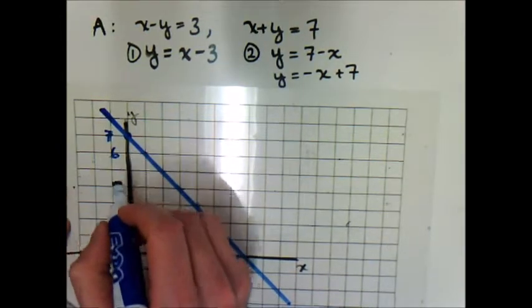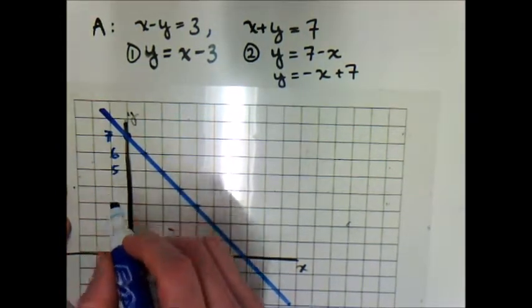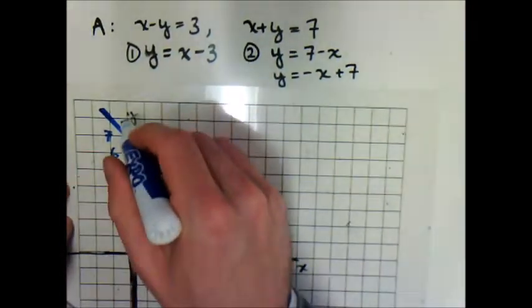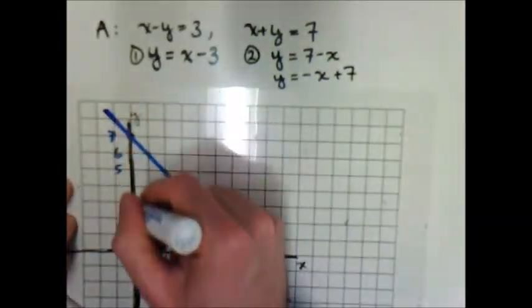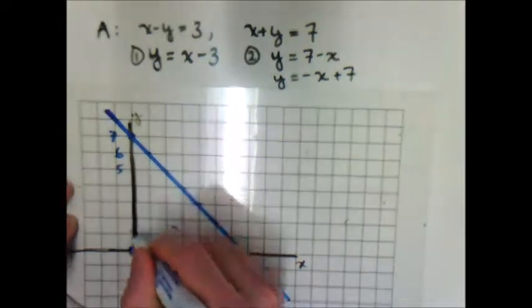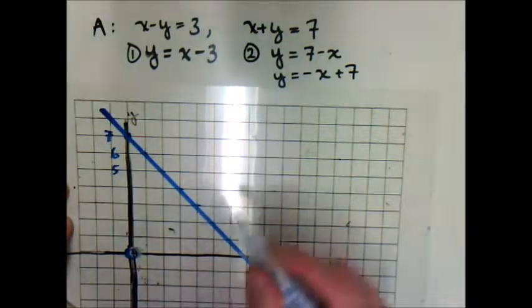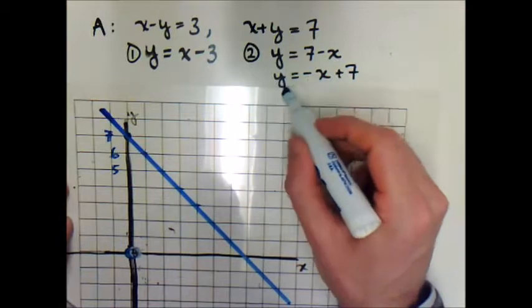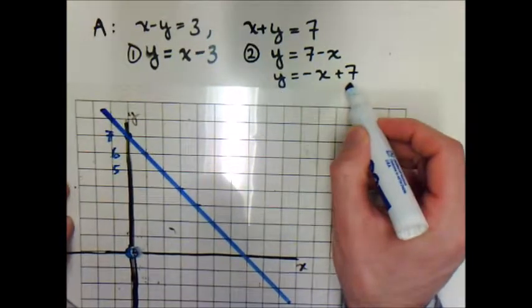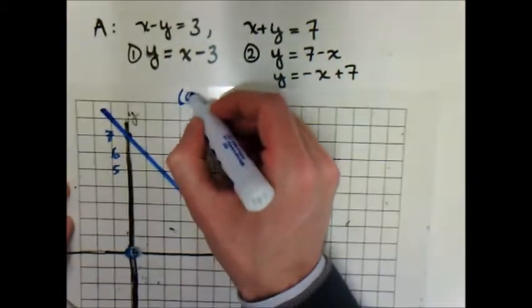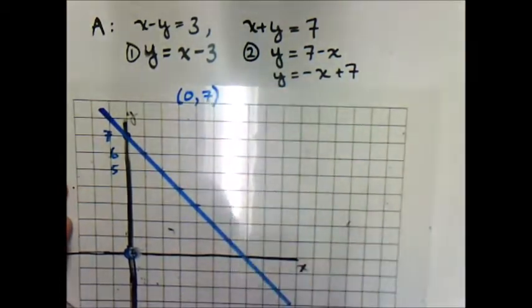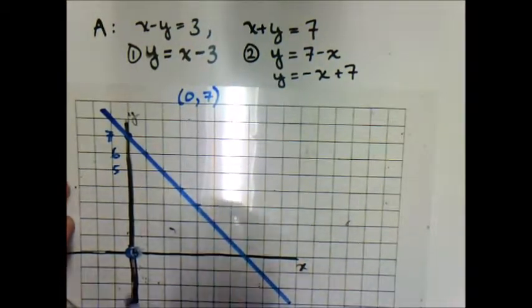Yep. So the y-intercept happens where x equals 0. So x equals 0 along this whole line, right? Which means if I put 0 in here, what would y be? Well, y would be 7. So I know that the point 0, 7 is on the graph. So I start there.